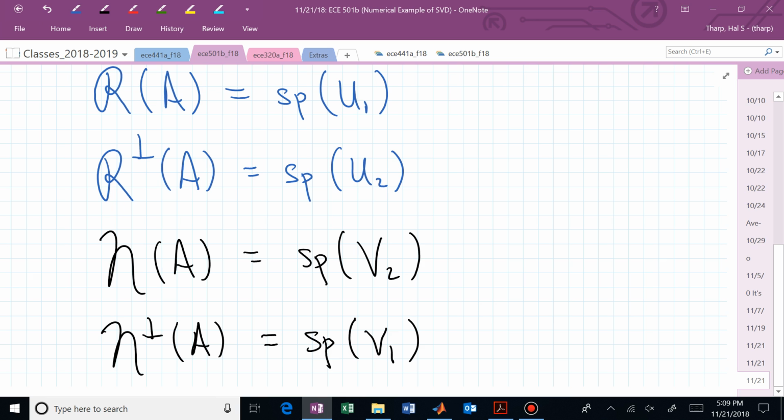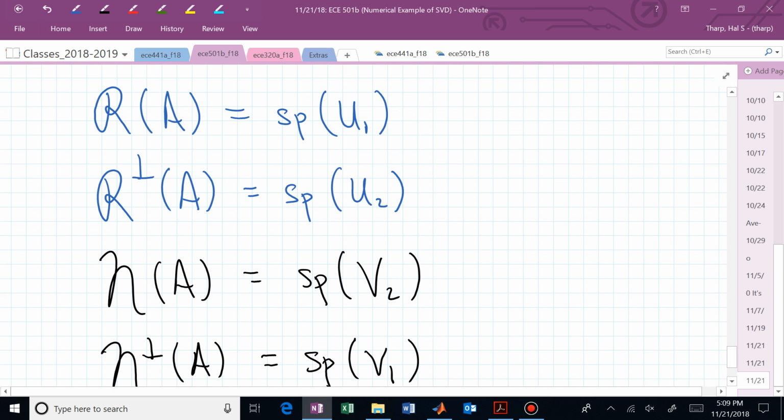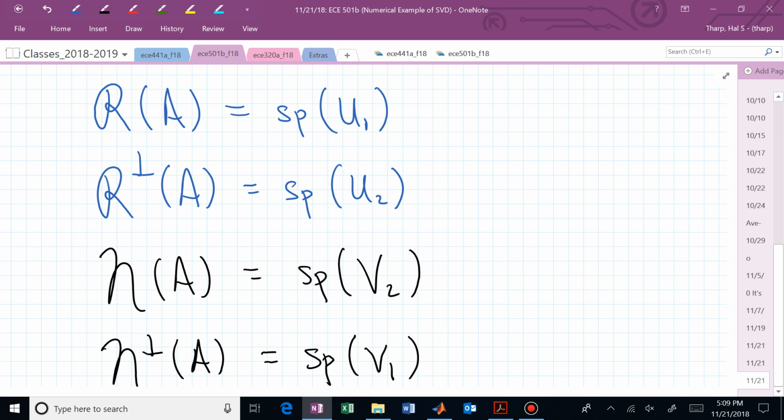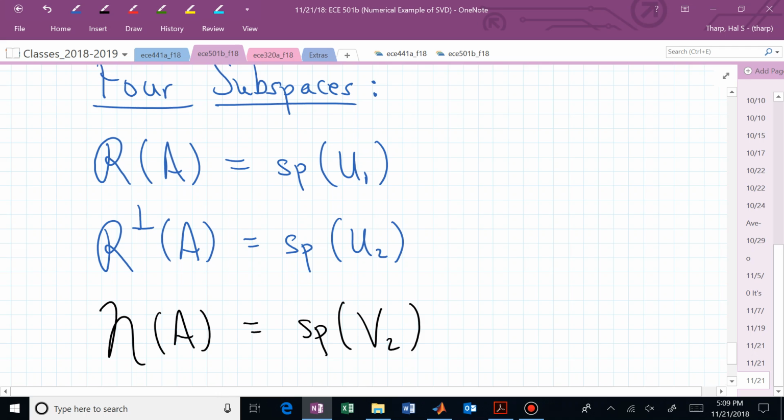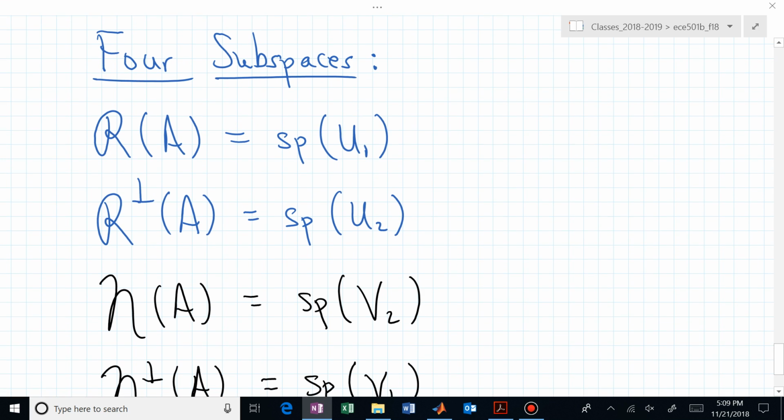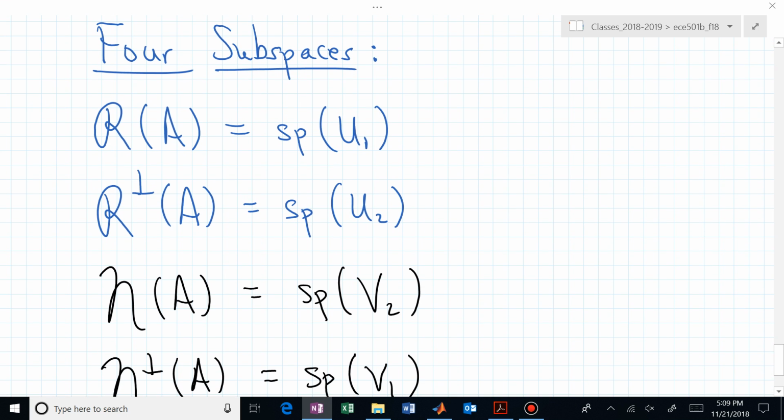If our matrix A is injective, we have a trivial null space, then V sub 2 will not exist. All the columns in V will correspond to the columns in V1. If our map A is surjective, then we won't have an orthogonal complement to the range of A, and all columns in U will be obtained in U sub 1, and U sub 2 will not exist. Hopefully that is clear, and you now have a way of producing or finding the four fundamental subspaces of any general map A through the singular value decomposition.